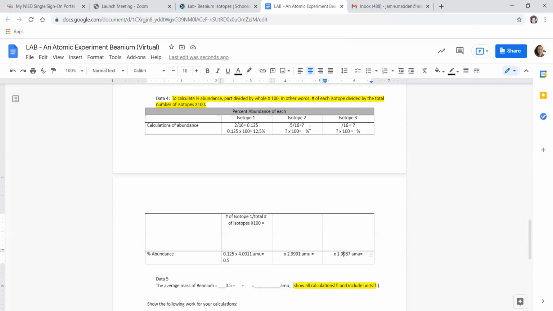Again, you're using the first answer you get, not your actual percentages, because when we calculate average atomic mass, we are not using percentages. We have to use real numbers. So it's going to be the real number times the mass. Real number times the mass. Get both your answers. Pause the video so you can do that calculation.